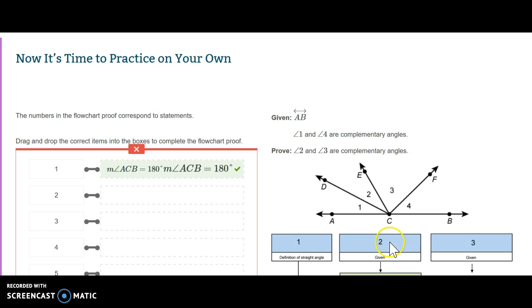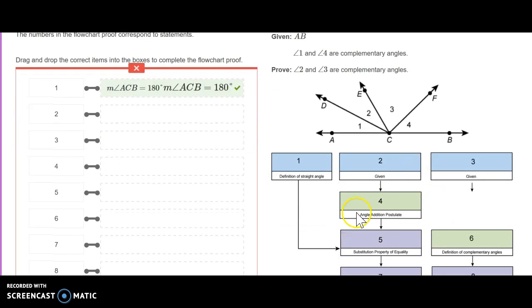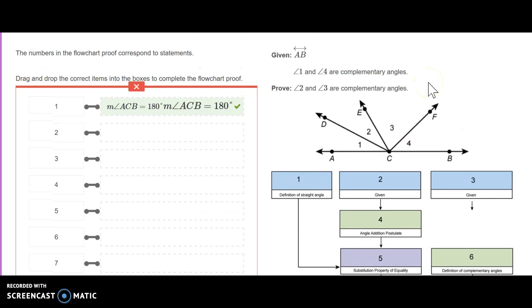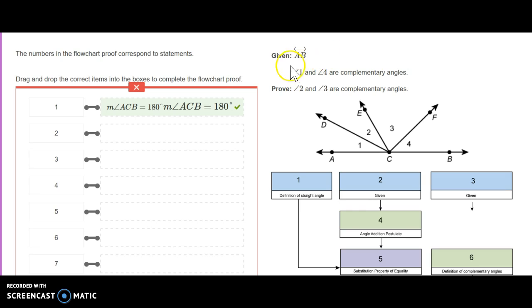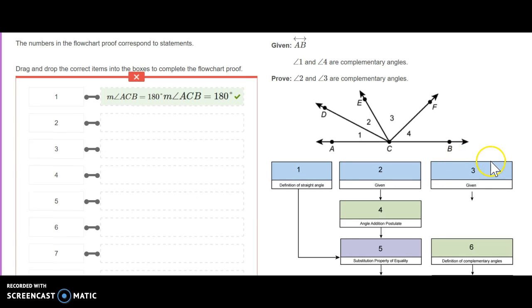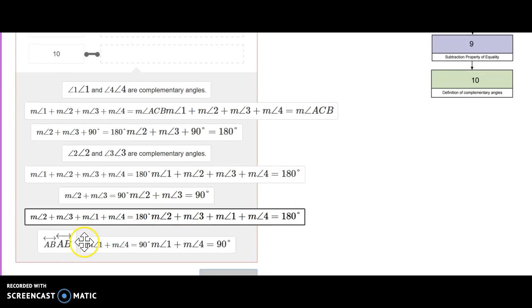All right, 2 is one of our givens. So we know the next part's going to be the angle addition postulate. So our given is line AB. And then we have angle 1 and angle 4 are complementary angles. Well, 3 is our given, but this next part is the definition of complementary angle, so it has to be this one. So this first given has to be AB is a line. So we're given line AB.